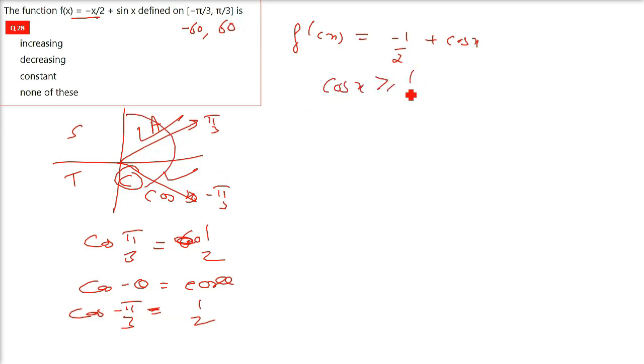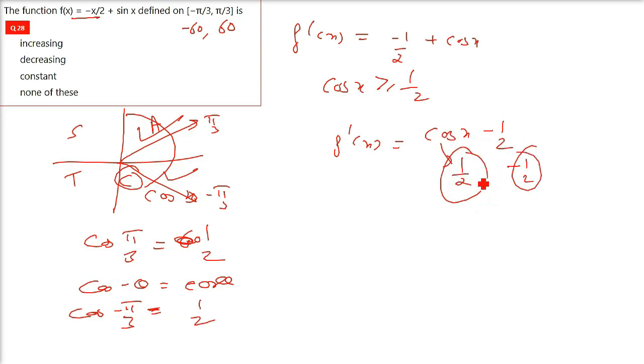So cos x will always be greater than or equal to half from the diagram, if you deal with the minus pi by 3 to pi by 3 interval. What do you have for f dash x? Cos x minus half, which we already differentiated. Now cos x is greater than or equal to half. Again the same concept: the minimum value of cos x is negative 1 and the highest value is positive 1. Once cos x is greater than or equal to half and you subtract half from it, you will always get a positive number.